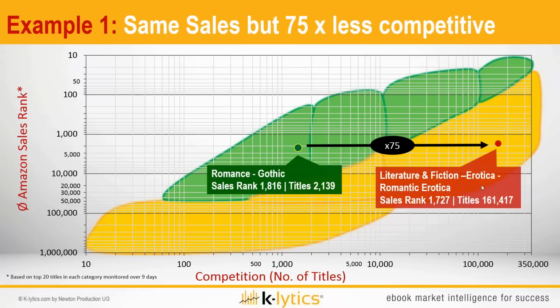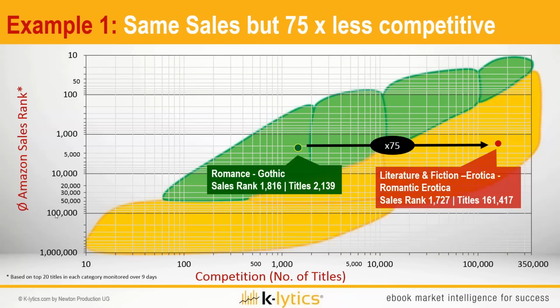So just to give you one example of how it would work, you could say, here on the right-hand side in red, this blob is the category literature and fiction, erotica, romantic erotica. Average sales rank of the top 20 books is around 1,727 in the Kindle store. So really, really good. But competition, and I know there's been a bit of a purge and a bit of commotion in the erotica categories in recent weeks. But there you go, 160,000 titles. Compare that to Gothic romance, where you have the same sales rank, but there is only 2,000 in the category.